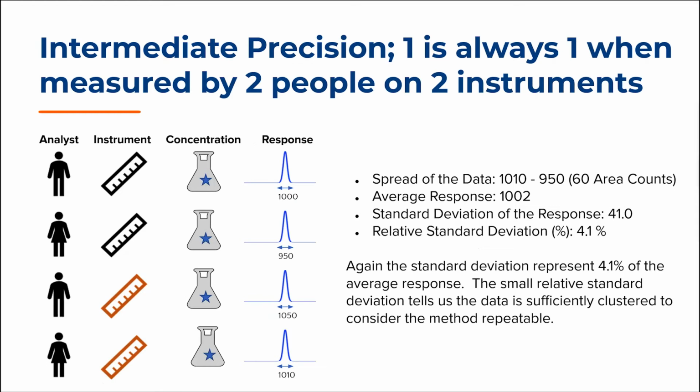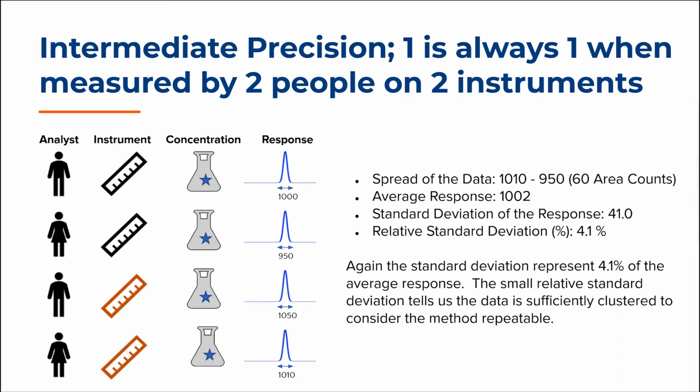So shown in this slide is a pictorial breakdown of how a typical intermediate precision experiment is carried out. In this example, the same 1 milligram per milliliter sample is prepared and analyzed by analyst 1 on instrument 1 and analyst 2 on instrument 1. That same sample then is measured by analysts 1 and 2 on instrument 2.